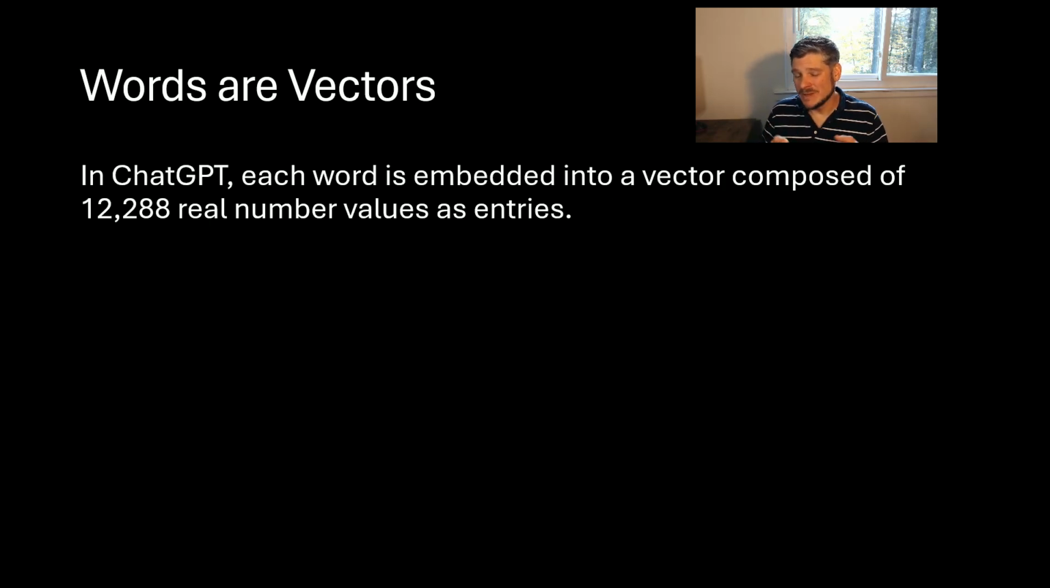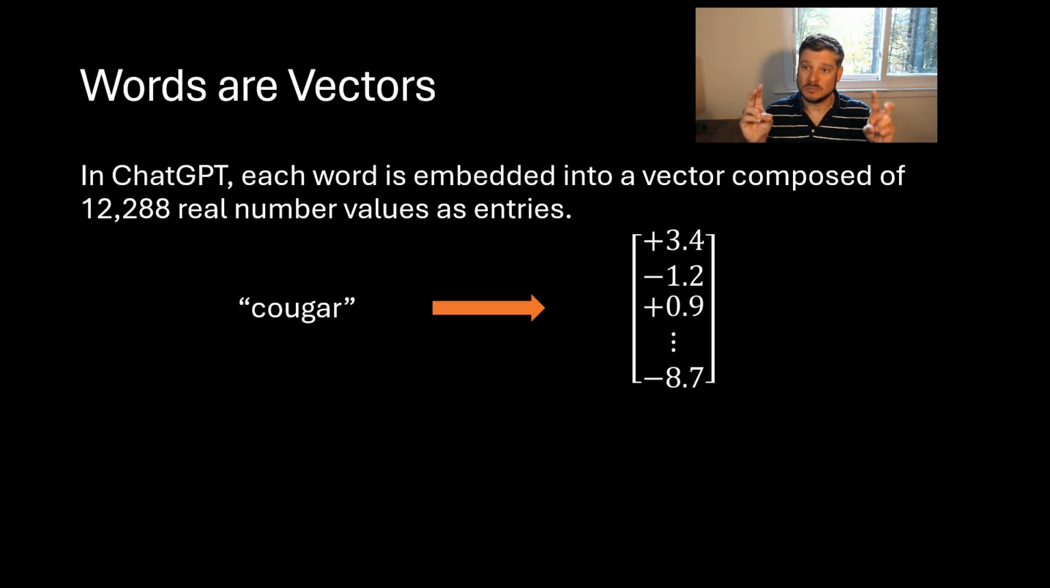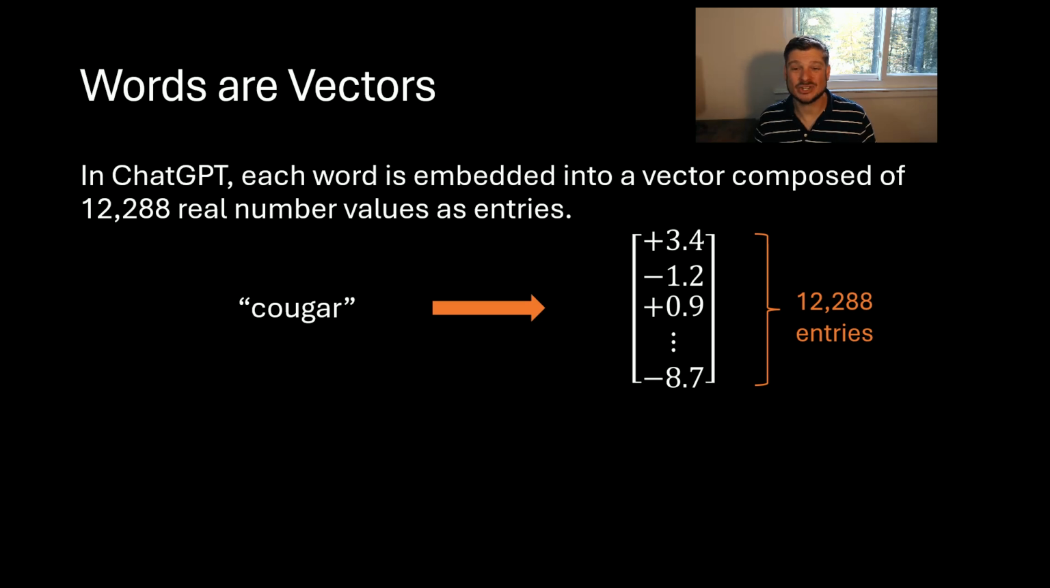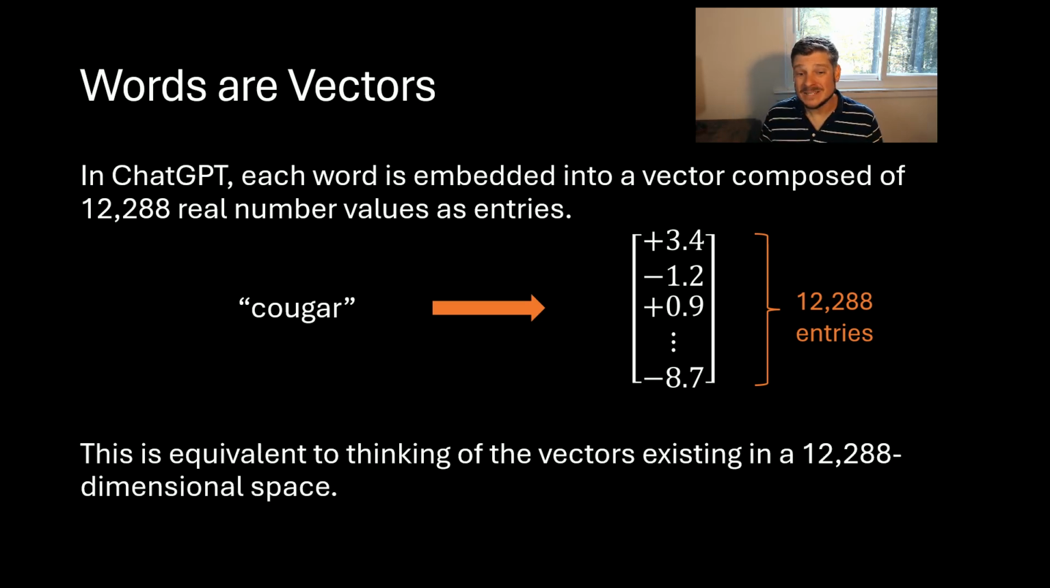Okay, now, admittedly, it's a little bit more complicated than what we just showed, because I showed just a two-dimensional vector, since we have a two-dimensional screen and we can see it very well. ChatGPT actually embeds every single word into a vector composed of 12,288 real number values. So what that looks like is we take that word cougar and embed it into this matrix, and the matrix is going to have real number values. Real numbers means positives and negatives and decimals, and there's going to be 12,288 entries in that one vector. So basically, we need 12,288 different values to represent the word cougar and also its context in the meanings of all the other words and all the relationships between them. This is equivalent to thinking of vectors existing in 12,288 dimensional space.